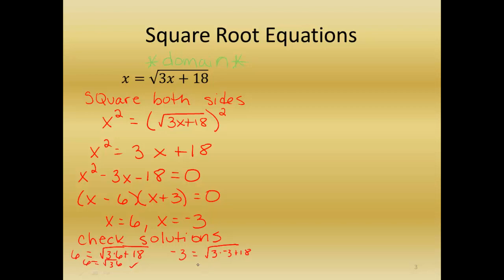The second solution says negative 3 equals the square root of 3 times negative 3 plus 18. 3 times negative 3 is negative 9. Negative 9 plus 18 is 9. The square root of 9 does not equal negative 3. It equals a positive 3. That is a problem. So negative 3 is an extraneous solution. Square roots aren't going to equal negative numbers, and so I do only have one solution.